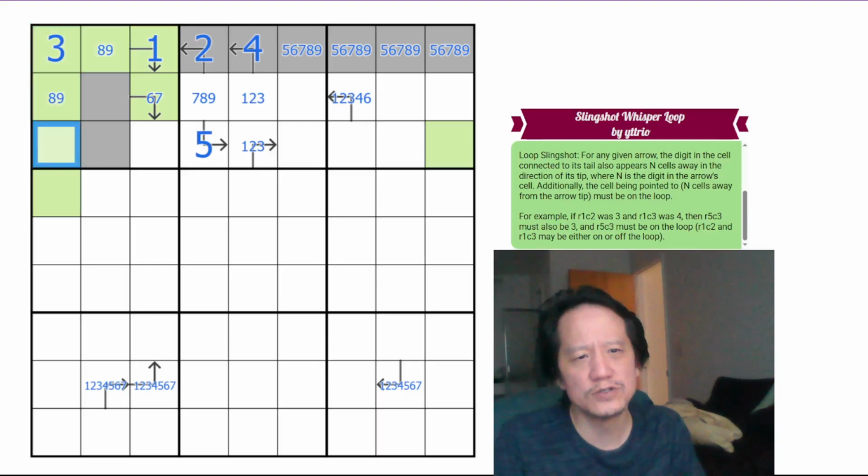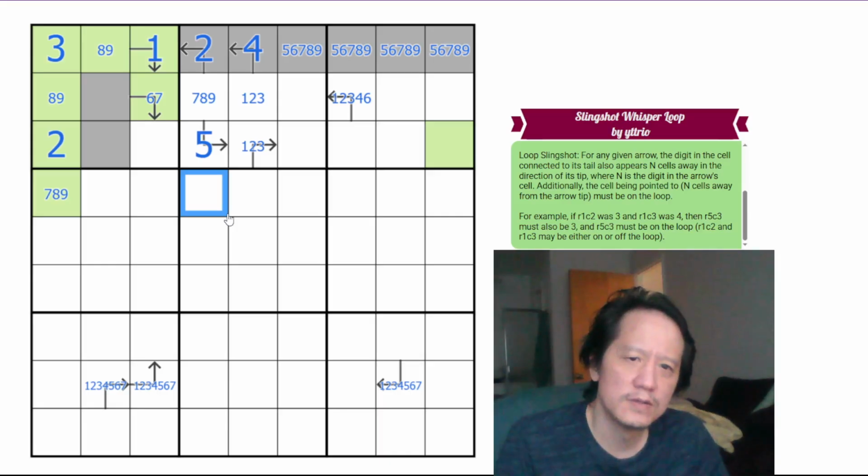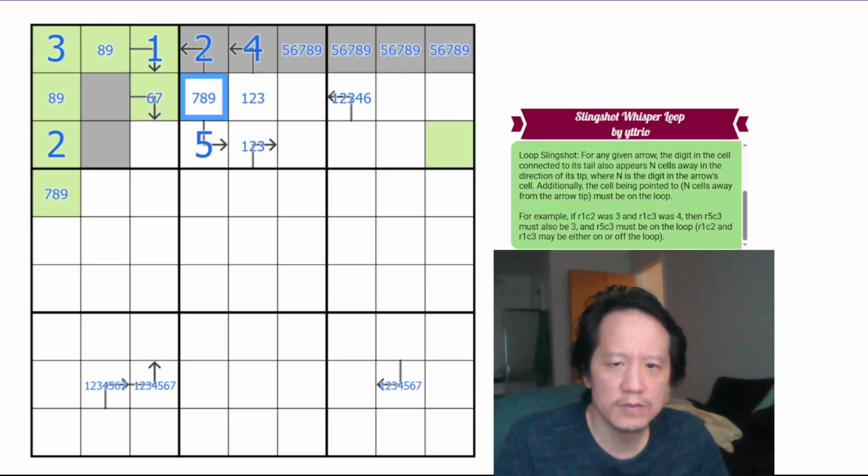That means this is 2 or 4. It cannot be 4. So this is 2. This is next to 7, 8, or 9 here. None of these could be on the loop. So this can't go this way. It has to go then here.